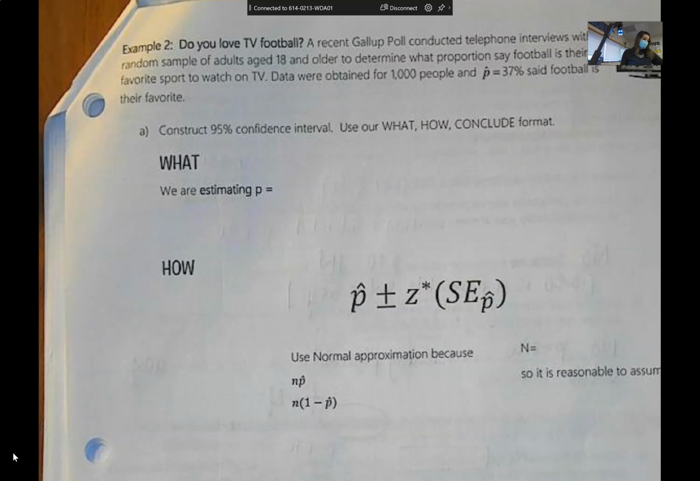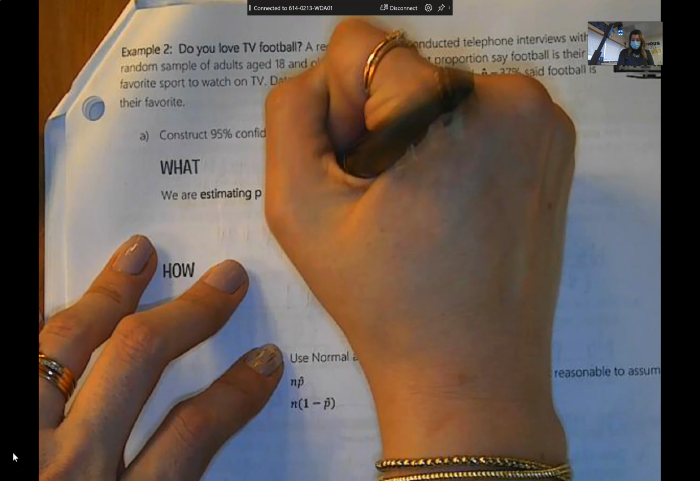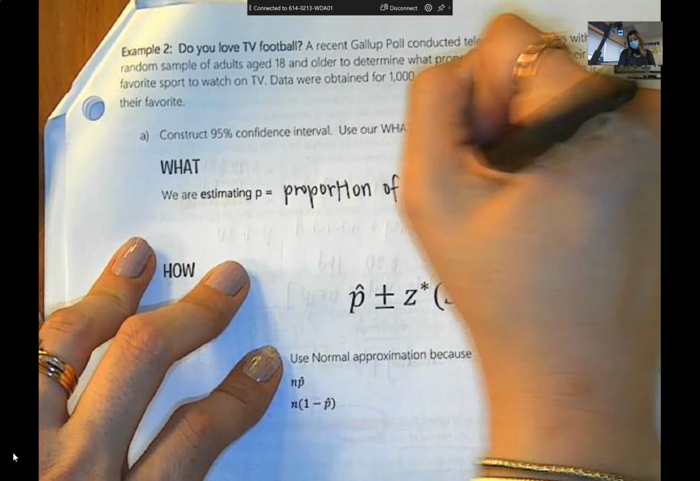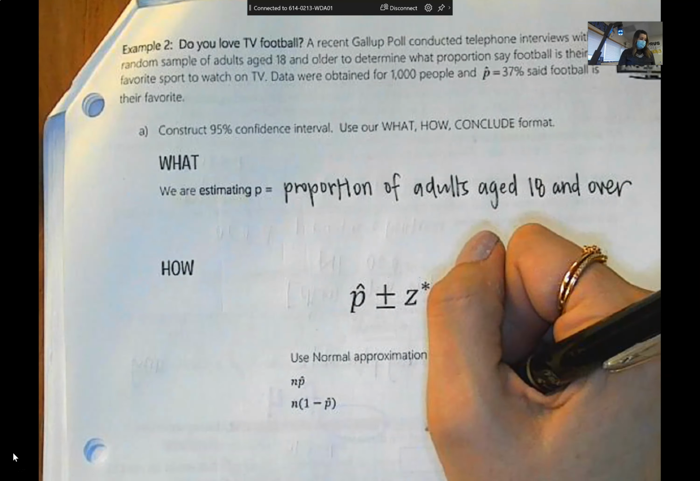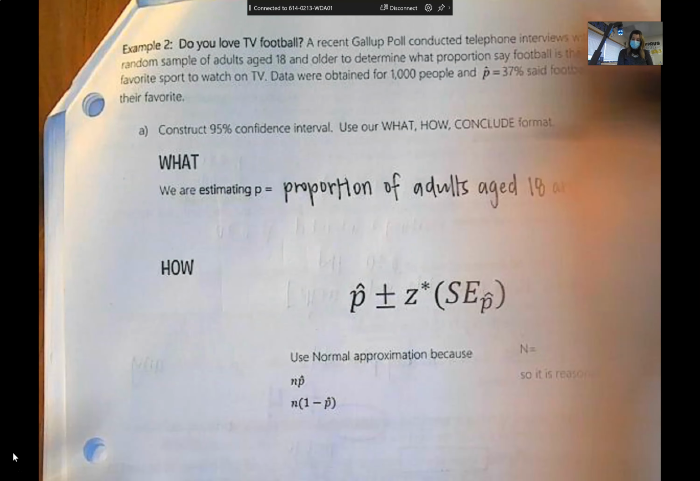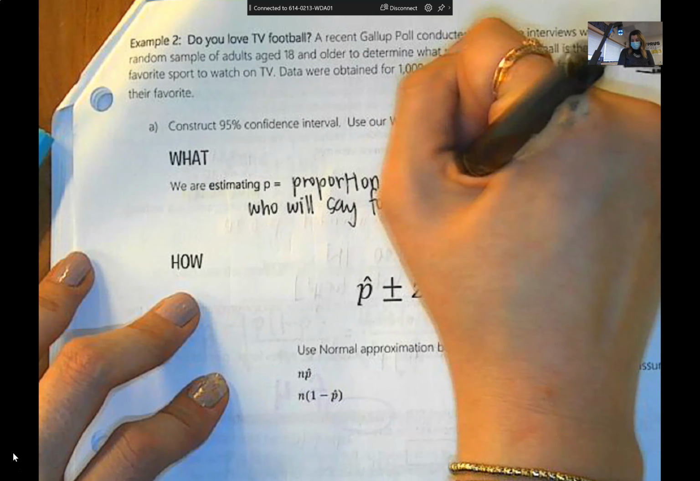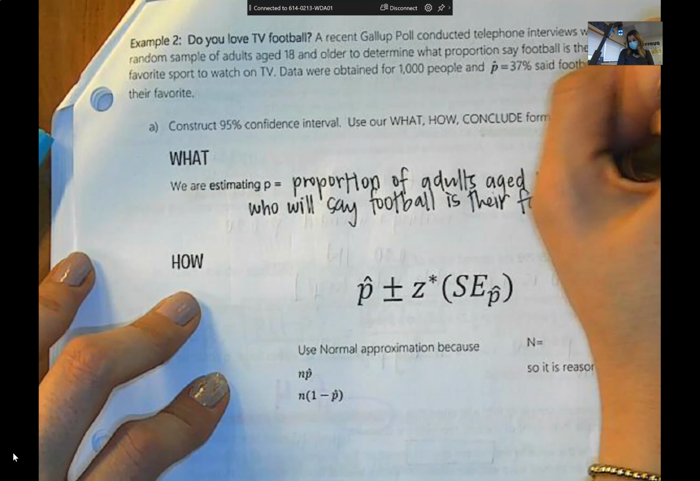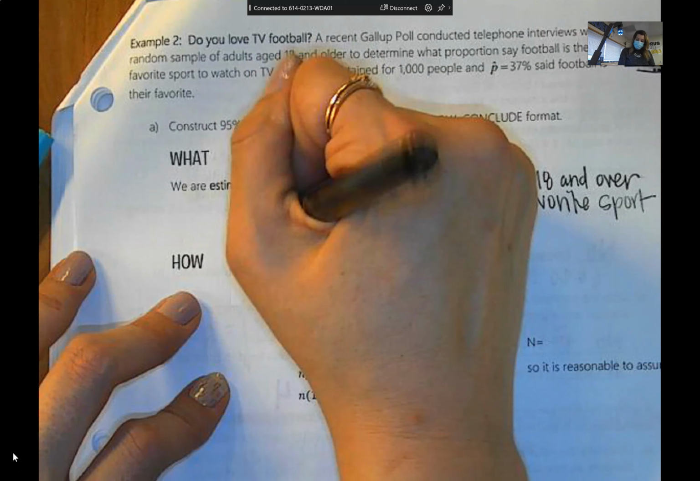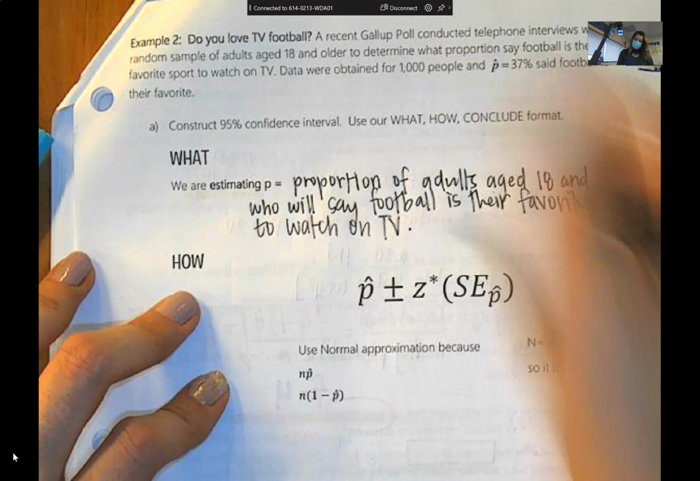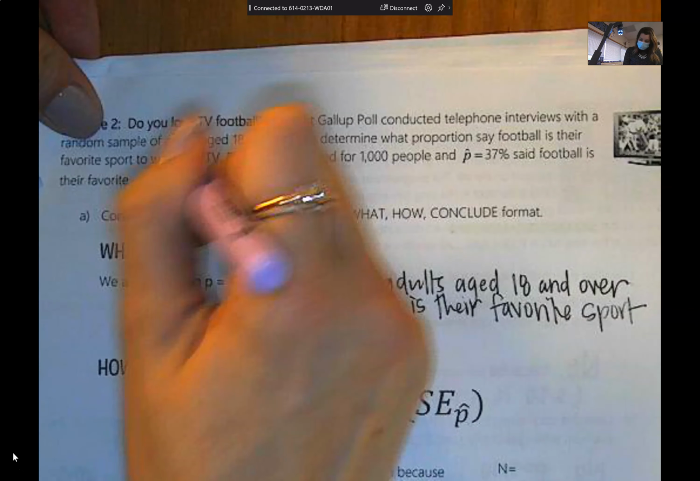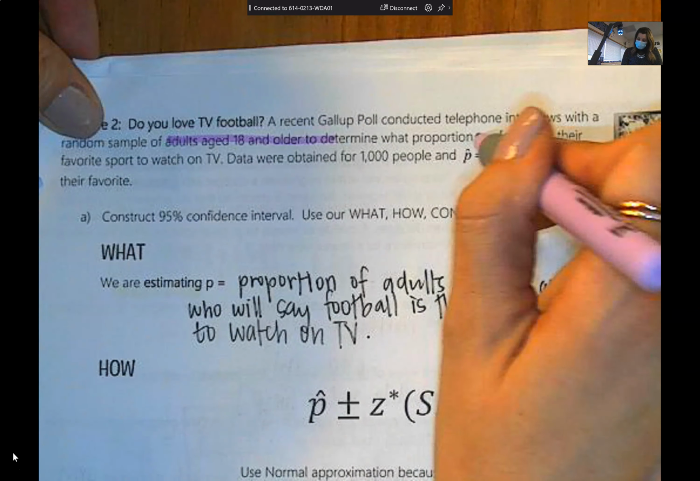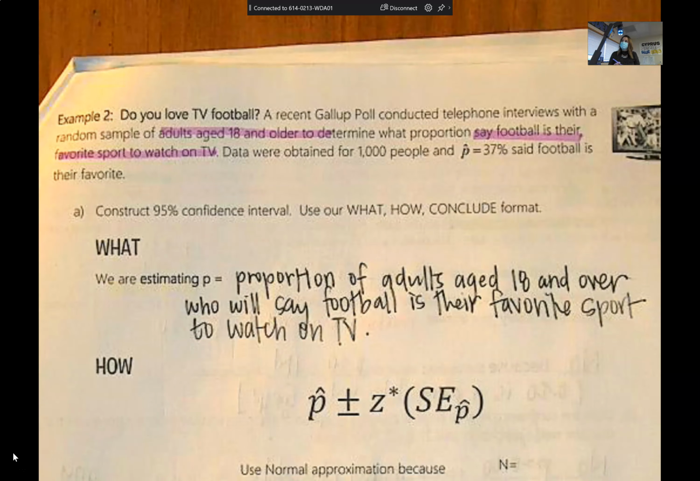We are estimating P equals the proportion of adults aged 18 and over who will say football is their favorite sport to watch on TV. Holy moly, that's long. I wanted to do that one for you because it doesn't say it like that in your prompt. So, adults aged 18 and older, proportion who say football is their favorite sport to watch on TV. So, I put those two things together.